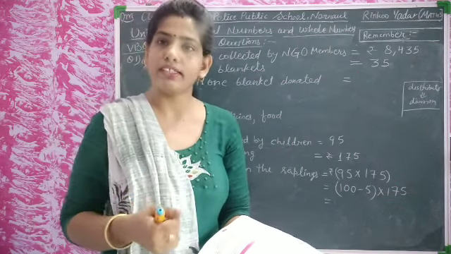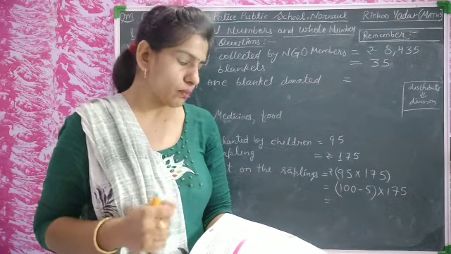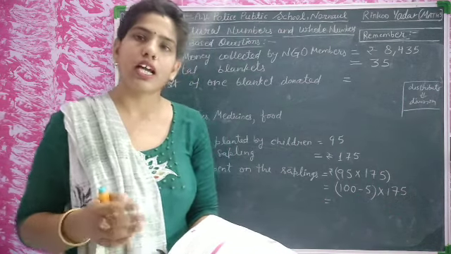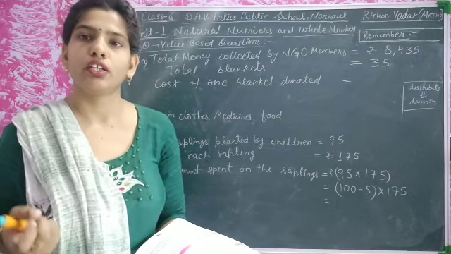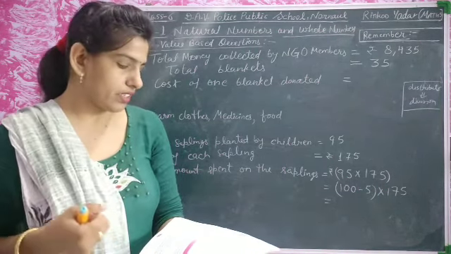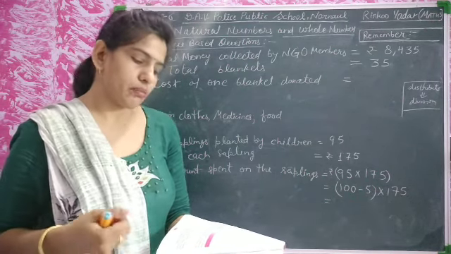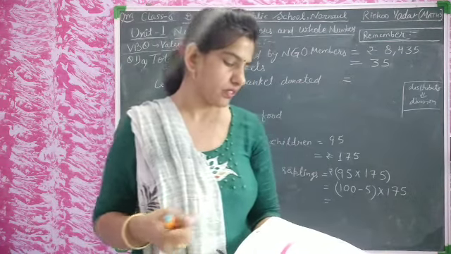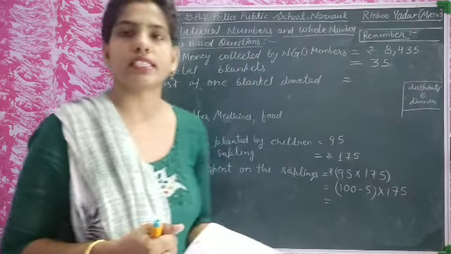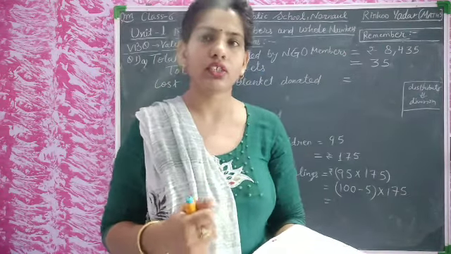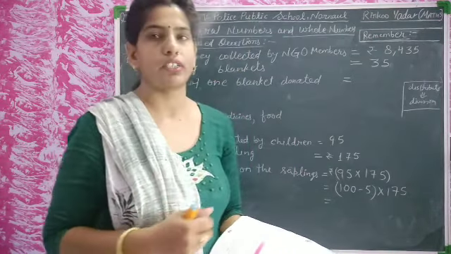So total blankets are 35. Total 35 blankets are there. The old people were very happy with the blankets when they donated them, and they blessed the NGO members for their concern for the old people. And there is a question number A. So students, what is the cost of one blanket donated?